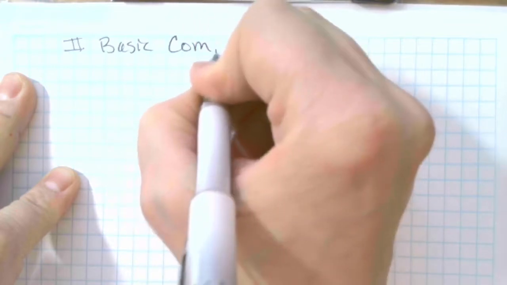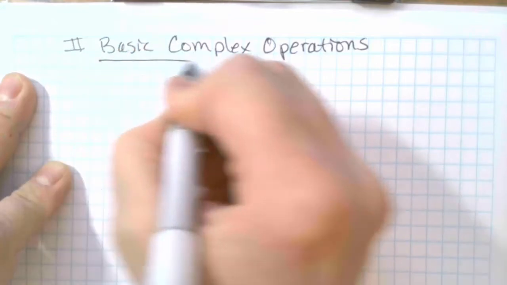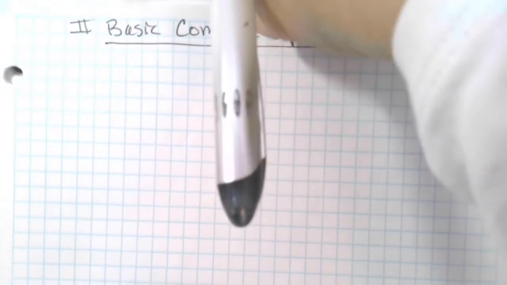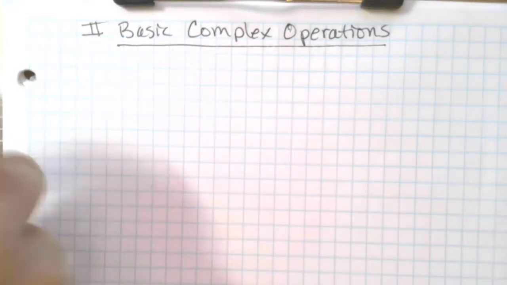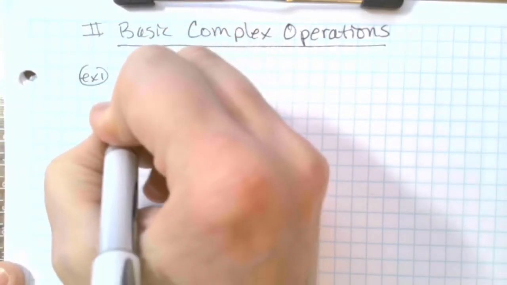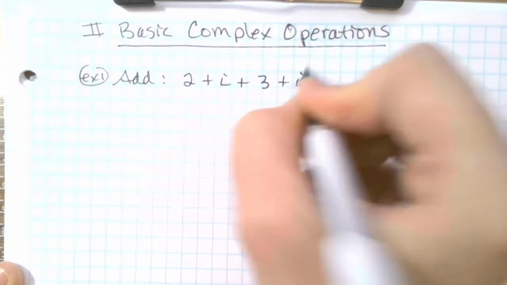Roman numeral 2, though, we need to be able to do some basic complex operations. We've already practiced these at least once this year, but we're going to review them briefly just to make sure you've still got it. I already told you what standard form was. So let's just do some examples. We're going to add 2 plus i plus 3 plus i.